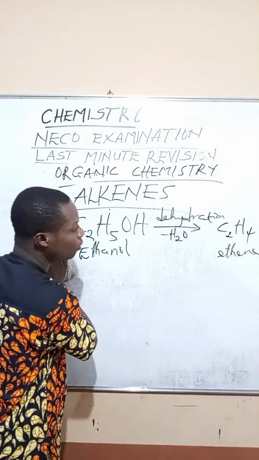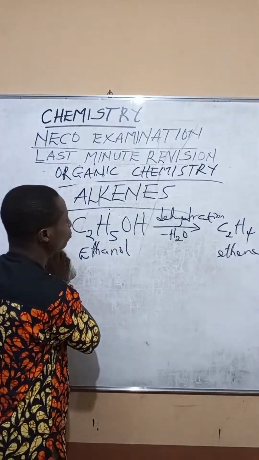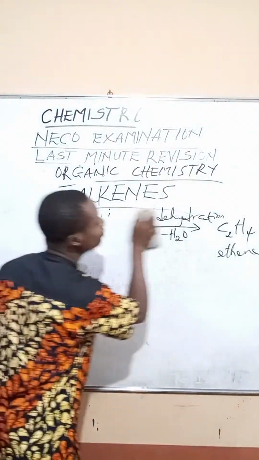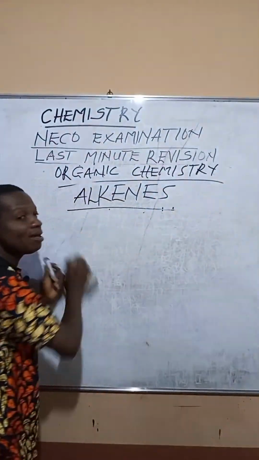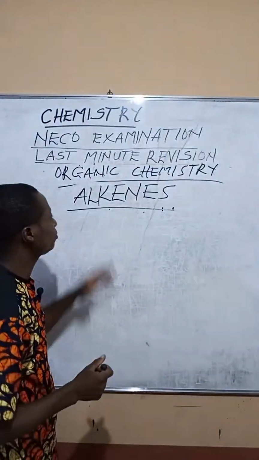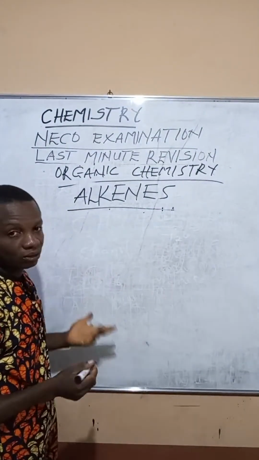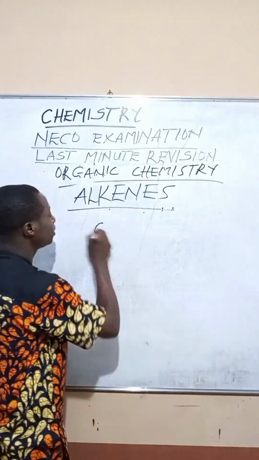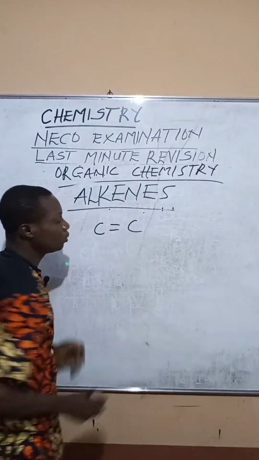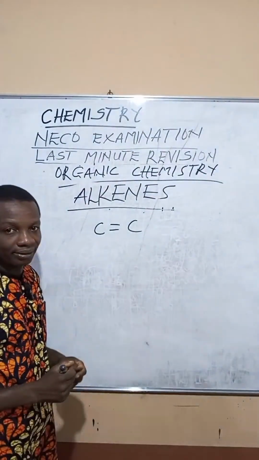Very important. Now we go to the next one. This is method of preparation, same for every one of them. Don't forget. So that is for alkanes. They are unsaturated because they have carbon to carbon double bonds. This is alkenes.